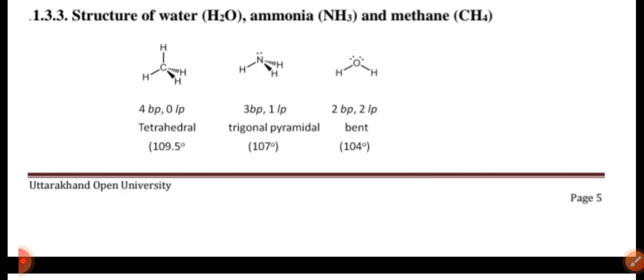Structure of water, ammonia and methane. Water H2O, ammonia NH3, methane CH4. Methane: 4 bond pair, 0 lone pair, tetrahedral. Ammonia: 3 bond pair, 1 lone pair, trigonal pyramidal. Water: 2 bond pair, 2 lone pair, bent, 104 degree.